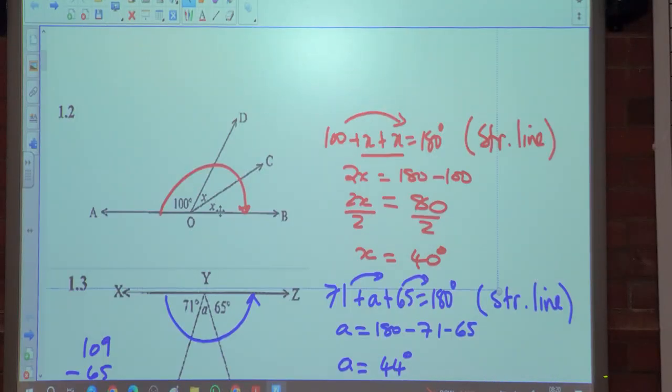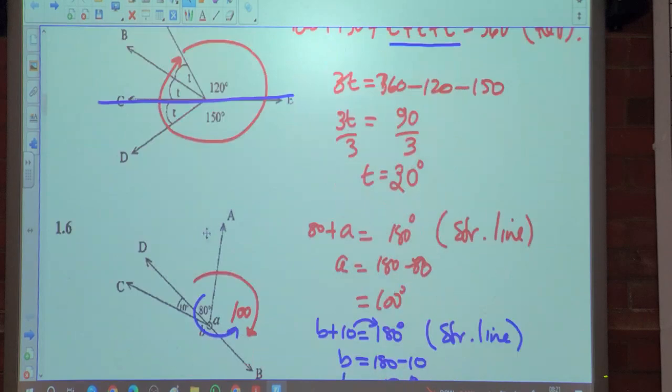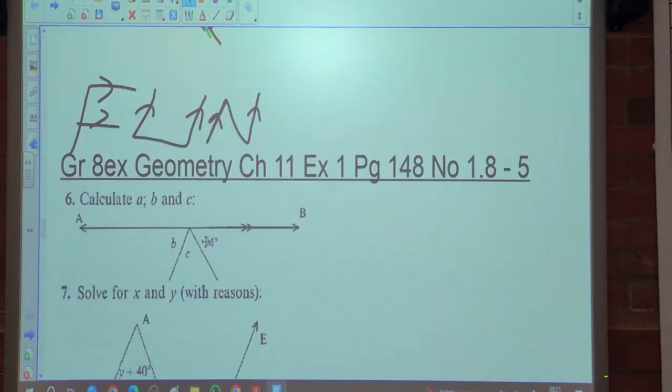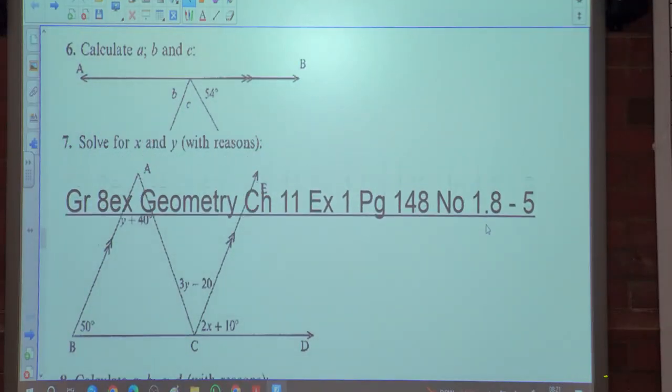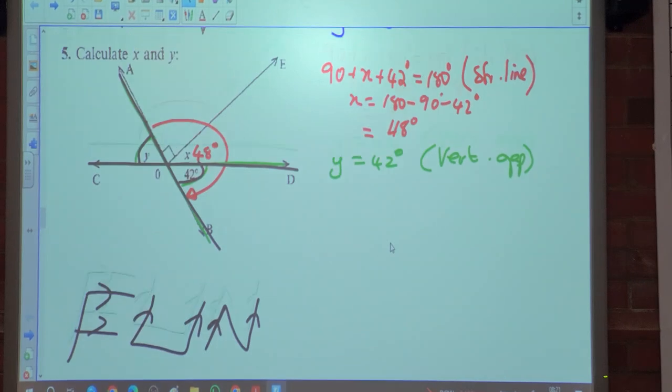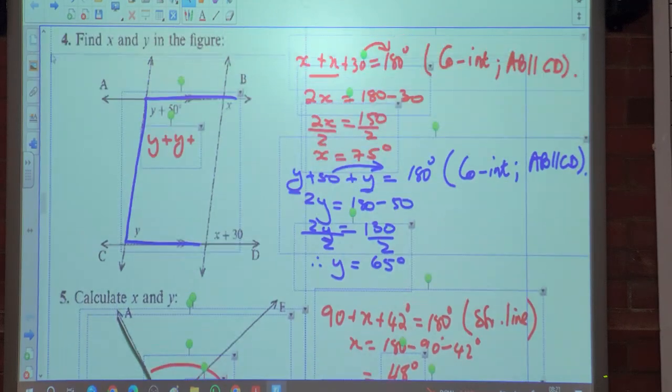Okay, good morning, class. So today we're looking at the exercise dealing with angles and lines. We're on numbers 6 to 10. And remember, when we have parallel lines, we're going to use what we call the fun angles.